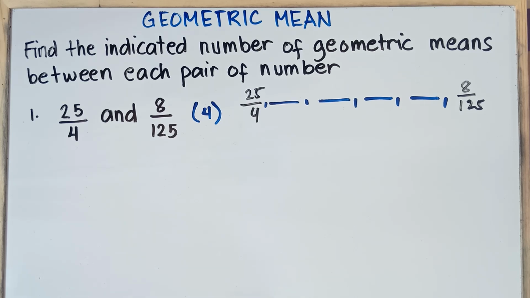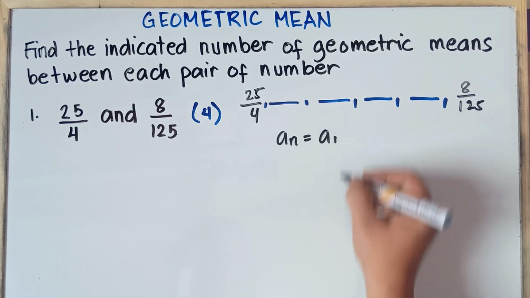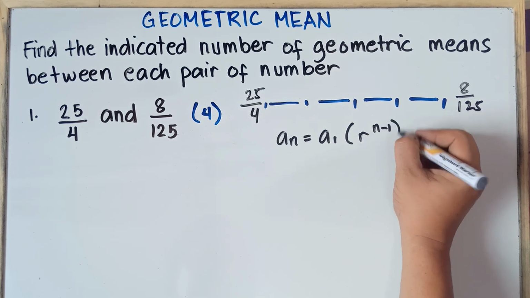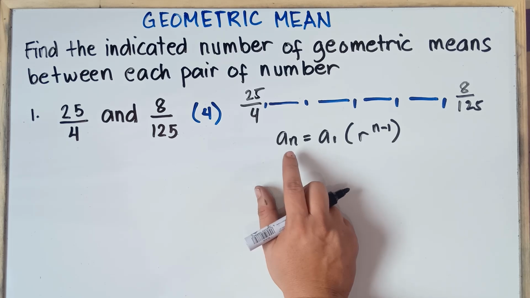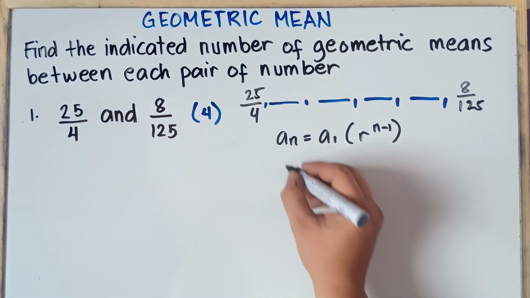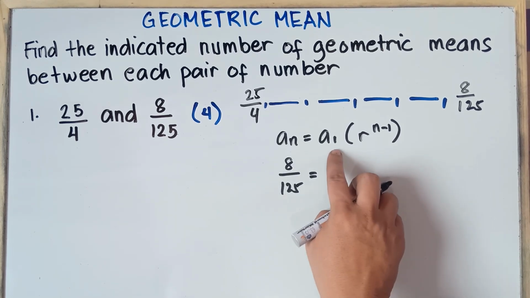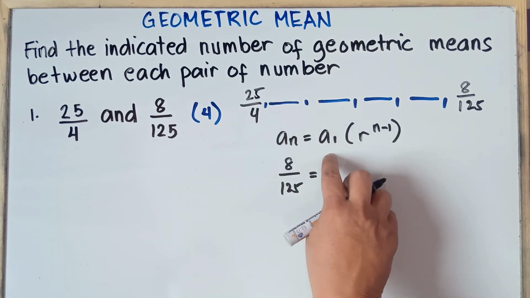Now, to find the common ratio, class, you need to use the geometric sequence formula. The formula is a sub n equals the first term multiplied by r raised to the power of n minus 1. Once again, a sub n will be our last term, so simply substitute the value of a sub n. That's 8 over 125. So 8 over 125 equals, our first term is 25 over 4. Simply plug in the value of a sub 1, the first term.